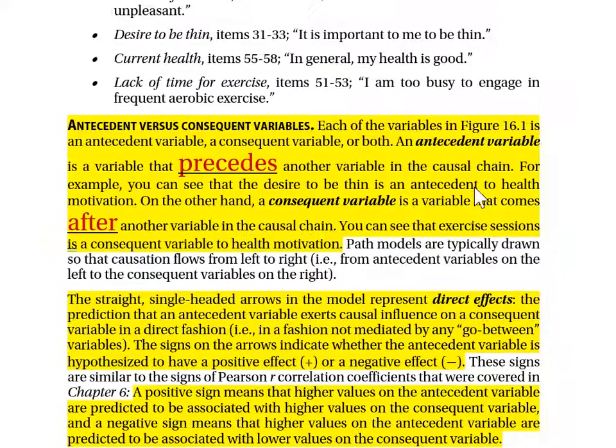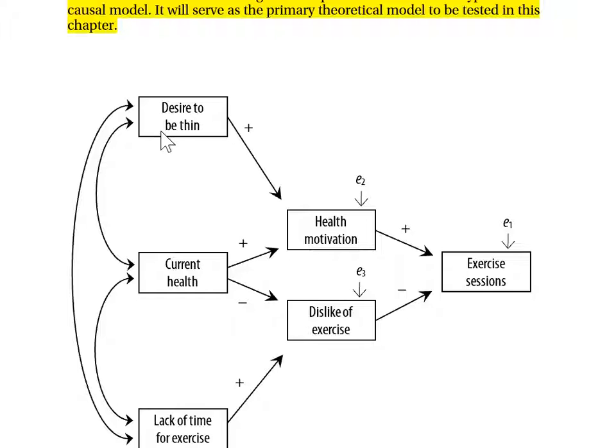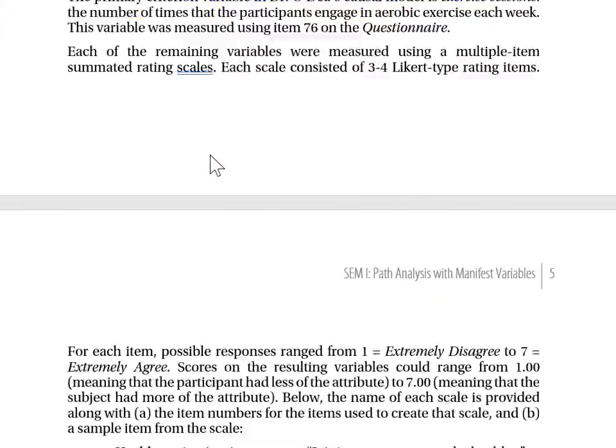What does that mean? Desire to be thin comes before health motivation in the causal chain, so desire to be thin is an antecedent variable.